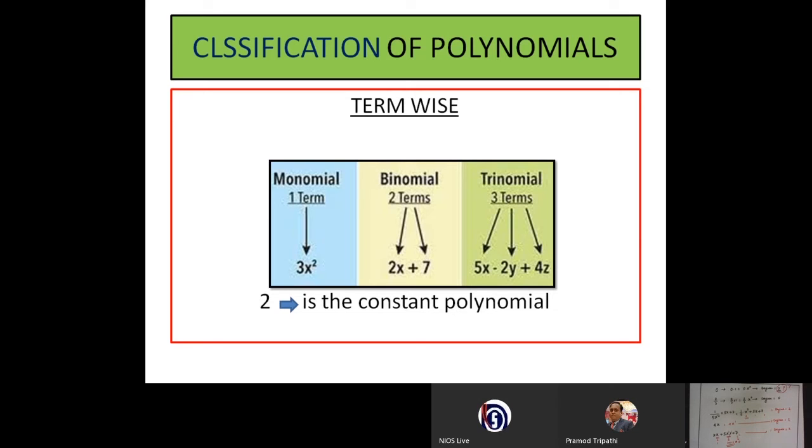So what about the number 2 here? 2 is a constant polynomial. Because the number is there, no doubt the variable is hidden there. So it will be a monomial. So the monomial, binomial, trinomial, these are the classifications here. So easily we see here the monomial, like 3x square.